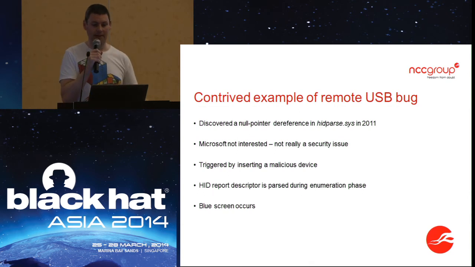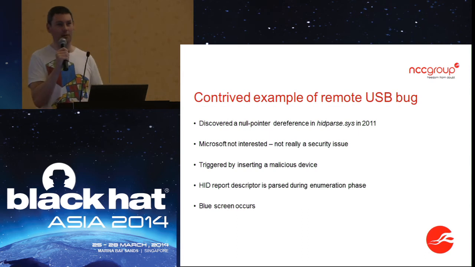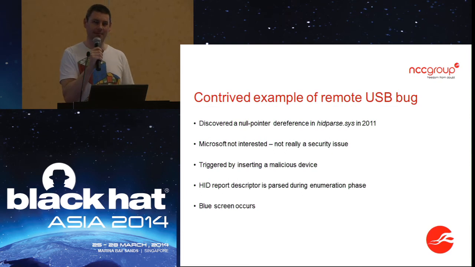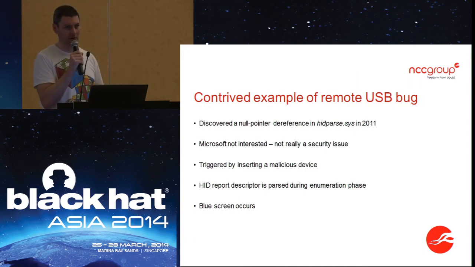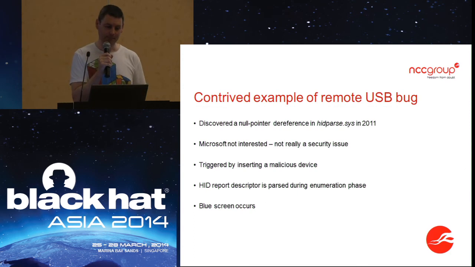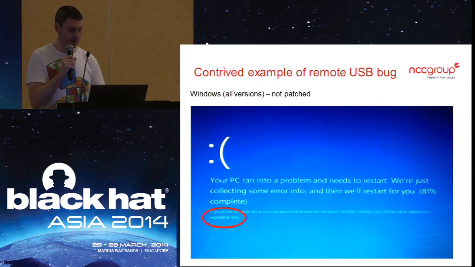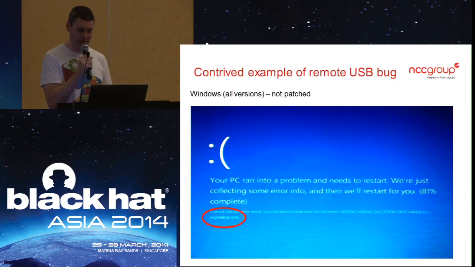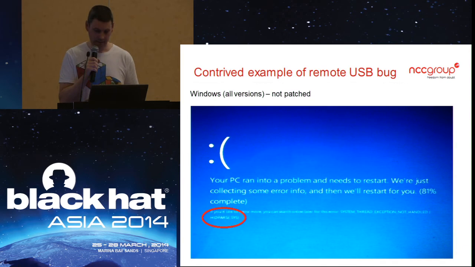Now, I sent this to Microsoft and they weren't particularly interested, and fair enough. You know, I could plug in a device which will blue screen any Windows box, but it's a null-pointer dereference. So it's not particularly exciting. It's not exploitable. I can't execute any code. I can just blue screen the box. You might as well just power the machine off if you've got physical access to it. However, oh yeah, and there's just a screenshot of a blue screen showing that hidpars.sys triggers, and every version of Windows is vulnerable to this.